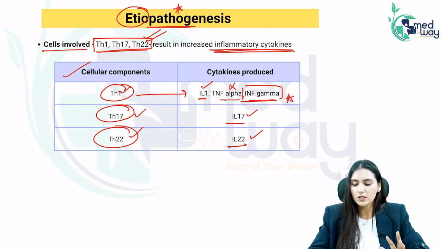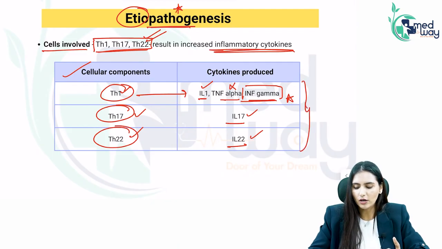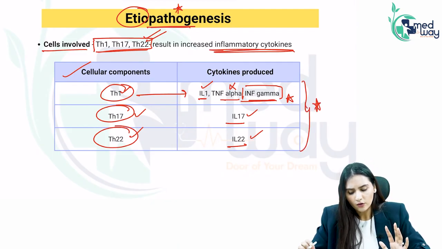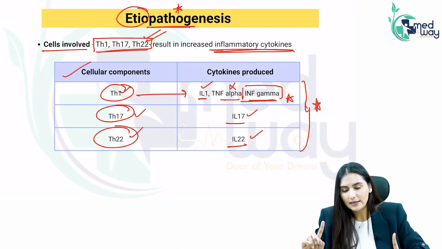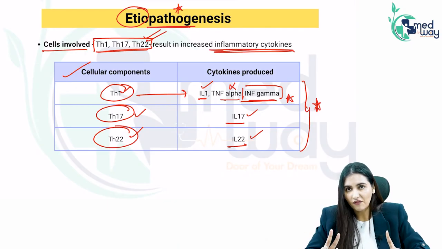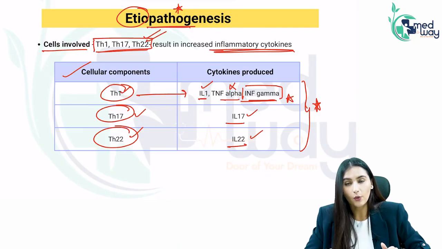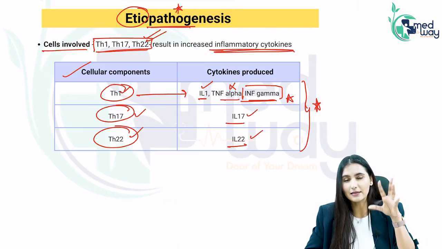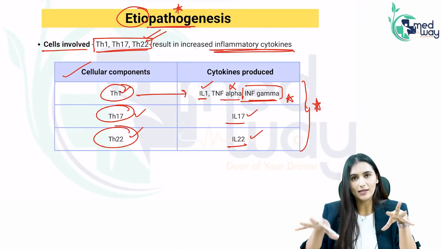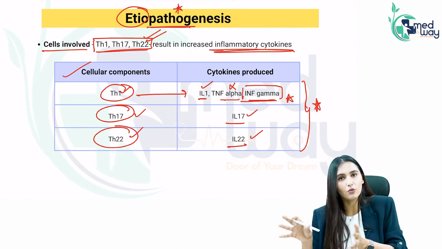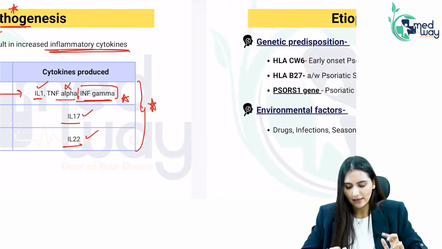This is not only important here, it is very, very important in microbiology also. So just remember Th1 is interleukin 1, which is fine. TNF alpha is fine. Just remember interferon gamma is also over here. Th17 is interleukin 17 and Th22 is interleukin 22. So these were the basic T cells that were involved and these were the cytokines they were producing, and now these cytokines are going to come and really make the skin bad.